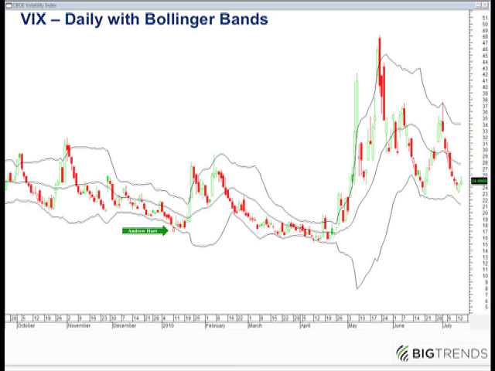So, is it going to be 100% perfect? Obviously not. But from a systematic standpoint, look for two closes above or below the Bollinger Bands, depending upon what direction it's going to be happening in.